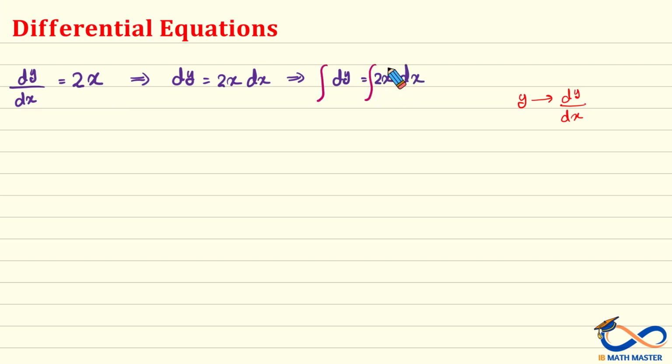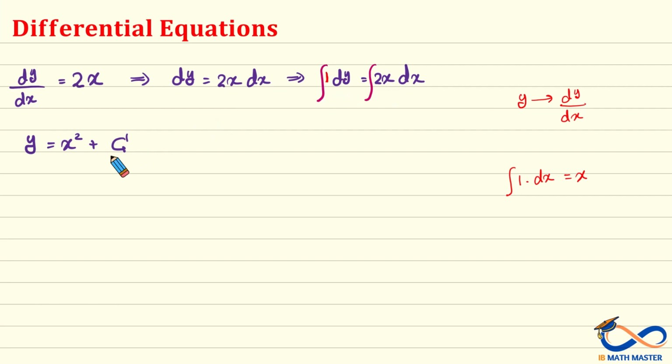Here, when we integrate the right side, it will be x squared as we said. But when we integrate dy, if we have nothing here, it will be 1. So we're integrating 1 with respect to y. We know that when we integrate 1 with respect to x, it will be just x. So when we integrate 1 with respect to y, it will be only y. So we will get y equals x squared plus the constant of integration c.